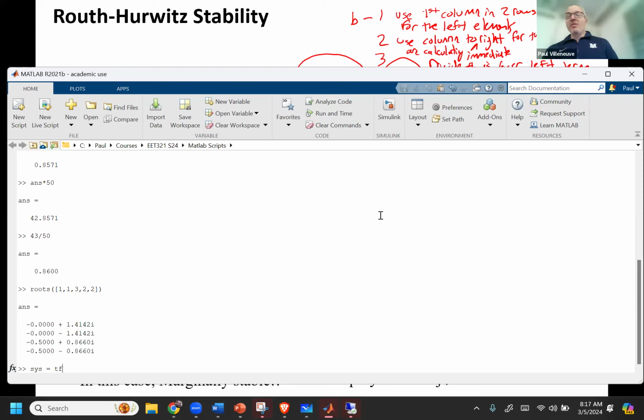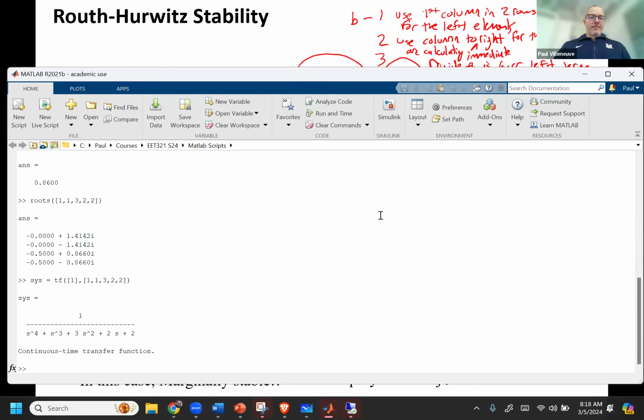You can do numerator, denominator, but I'm lazy. I like to do it all in one step. So I'm going to do my transfer function. I'm just going to have a 1 in the numerator. I think it'll work without, but let me just put a bracket just in case. And then comma, then I've got to have the denominator. So I have 1, 1, 3, 2, 2. That look okay? So I PZ map it.